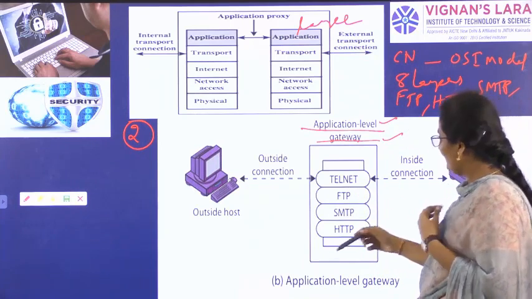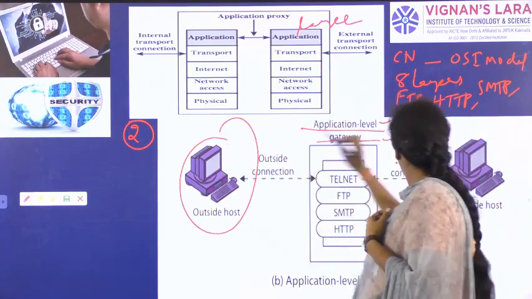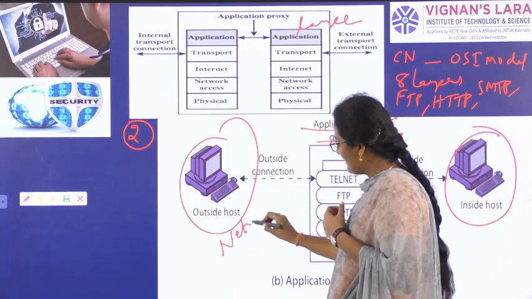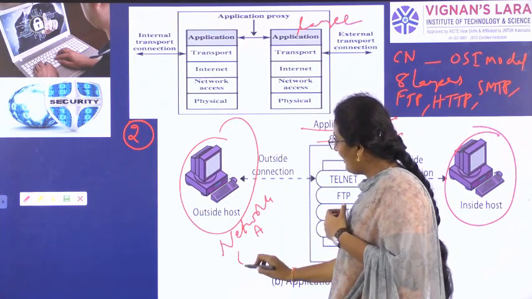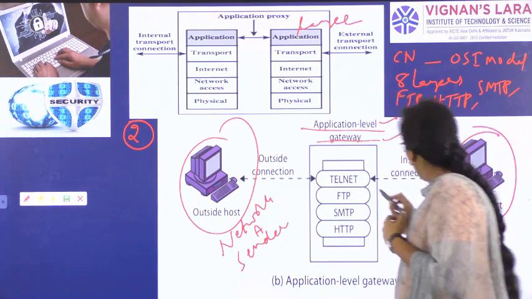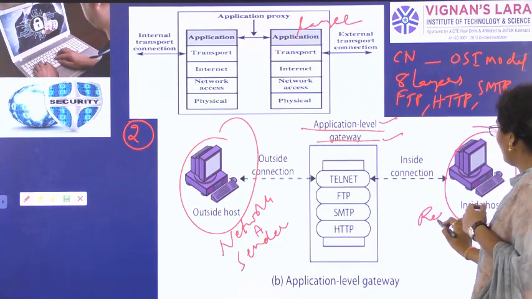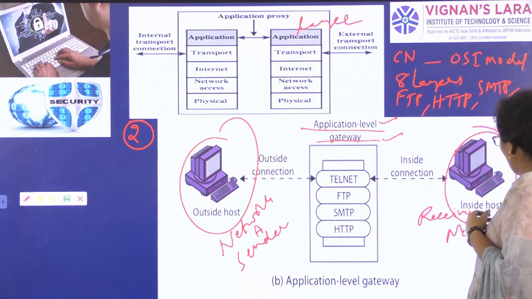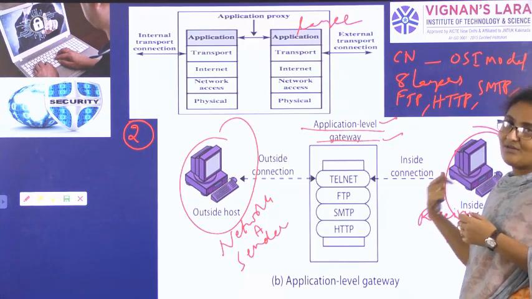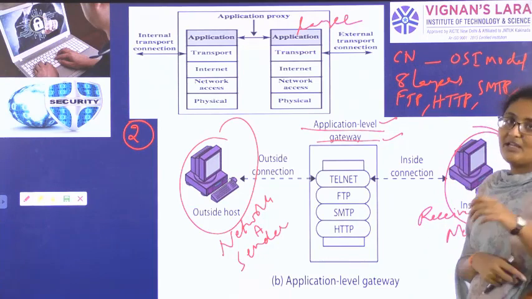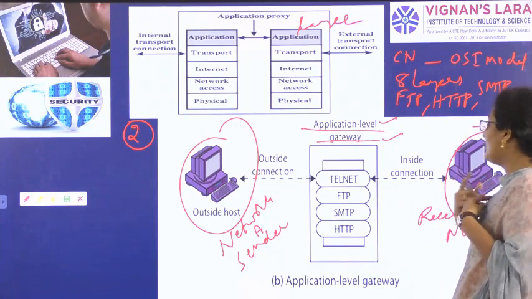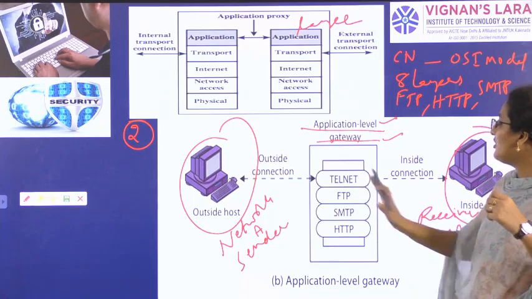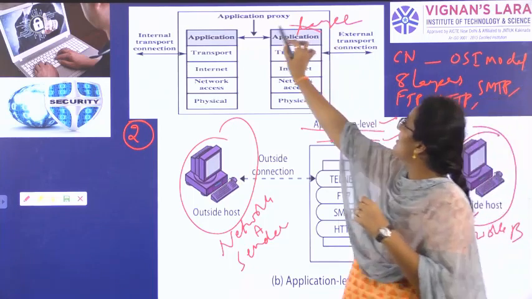So you can see here the outside host and inside host. Maybe this outside host is in network A and may be a sender, and this inside host may be the receiver and maybe in network B. We can assume there are 2 different networks, network A and network B, and we can also assume we have 2 hosts, outside host and inside host. One may be sender and one may be receiver. These both are in communication in the application layer.